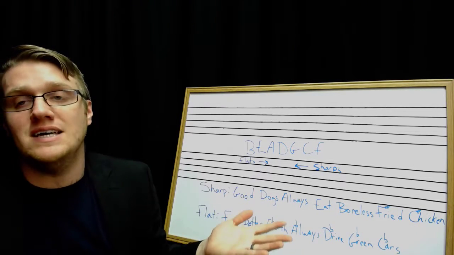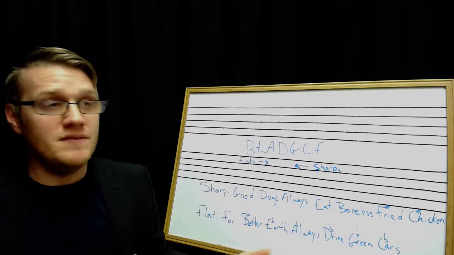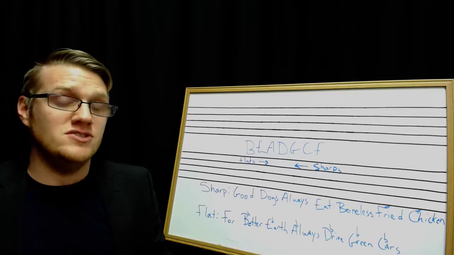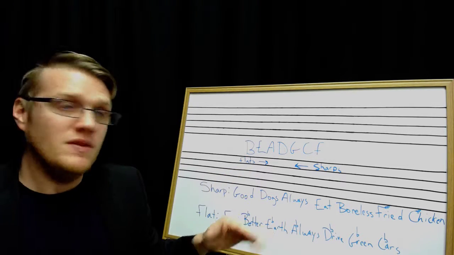So if I'm asking about the key of B, is that a flat key or a sharp key? Well, it's not F, it's not C, and it doesn't have a flat next to its name, so it must be a sharp key. And that's how you figure out if the key is sharp or flat.